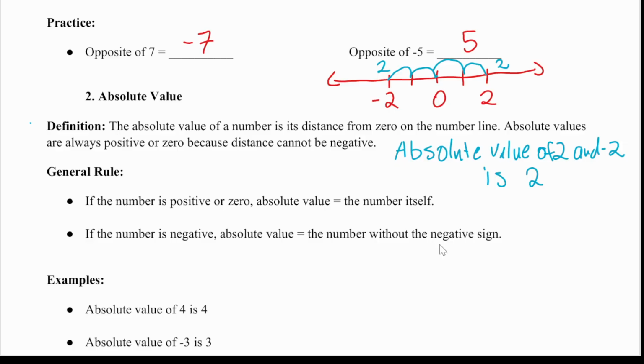The way we would indicate that symbolically is we're going to use these straight up and down bars. So that reads as absolute value of 2 is 2. Similarly, the absolute value of negative 2 is also 2.